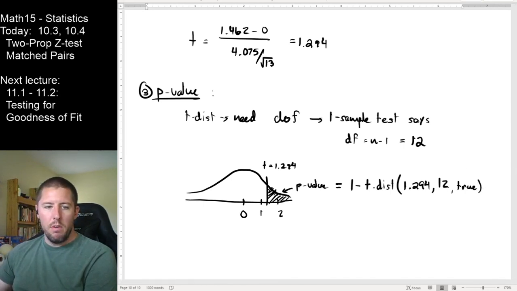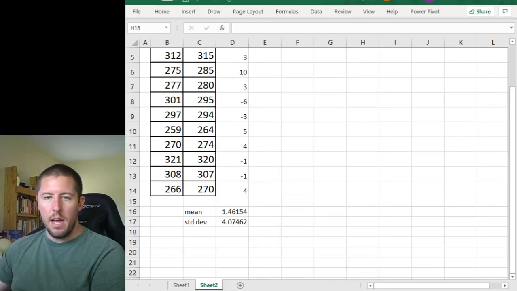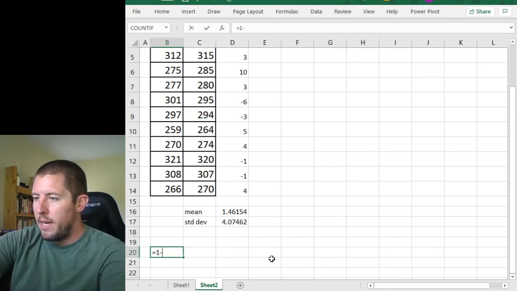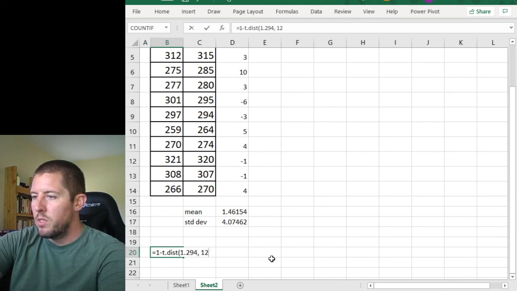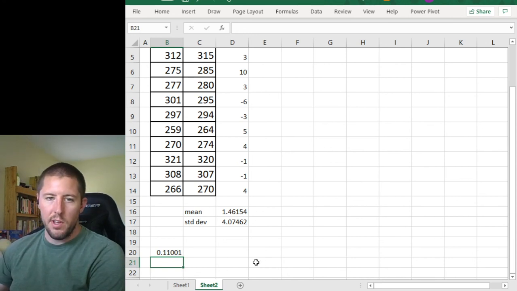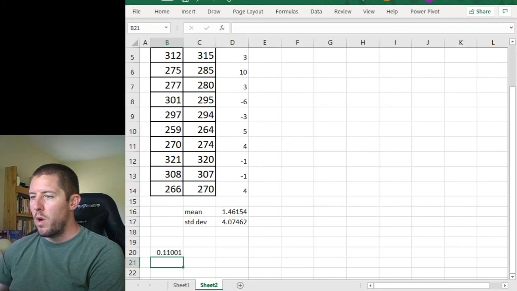So let's pop on over to Excel and throw that guy in here. I'm doing my Excel computation here: equals 1 minus t.dist. My t value is the 1.294. My degrees of freedom was 12. Cumulative is true. And this is telling me 0.11001. So I'm pretty good with calling that just a 0.11 right there.